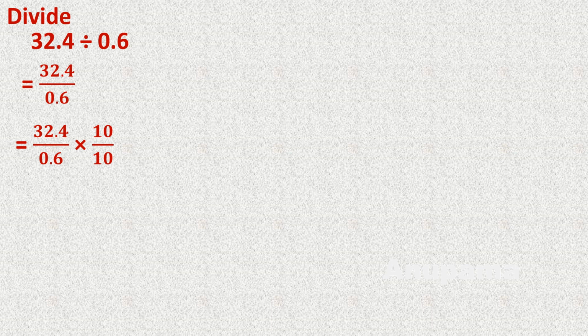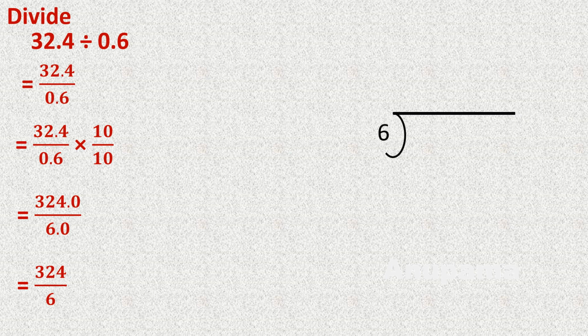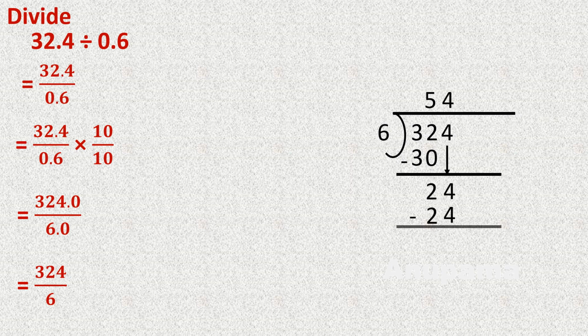Now 32.4 multiplied by 10 is 324.0 and 0.6 multiplied by 10 gives 6.0, or we can write it 324 by 6, and it is very easy to solve now. 324 by 6. So divide it. 6 5s are 30 and subtract it. It is 2. We will write down 4 here. 6 4s are 24. It is a simple kind of division and it gives quotient 54, which is our final answer.